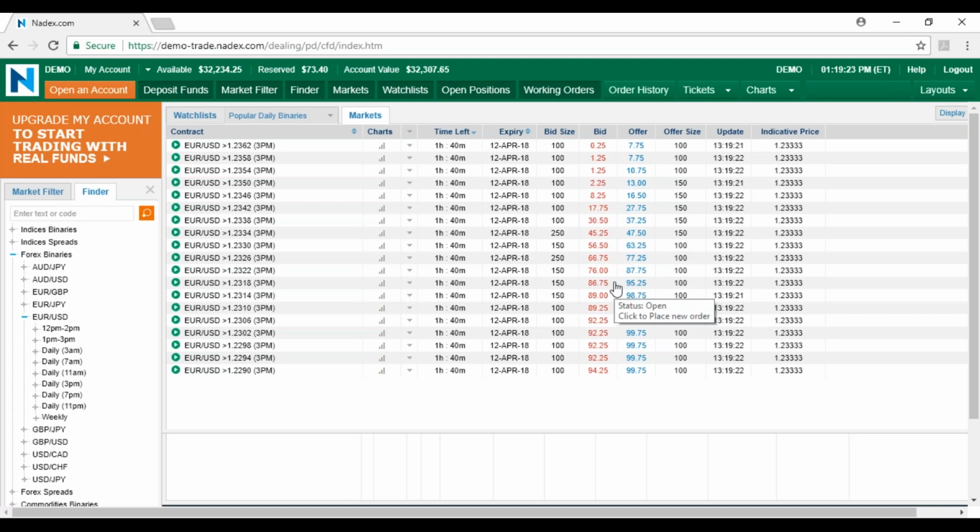So what does that tell us? What is another way we can use that? Well, let's just say, for example, that we were looking to buy this binary right here for $27.